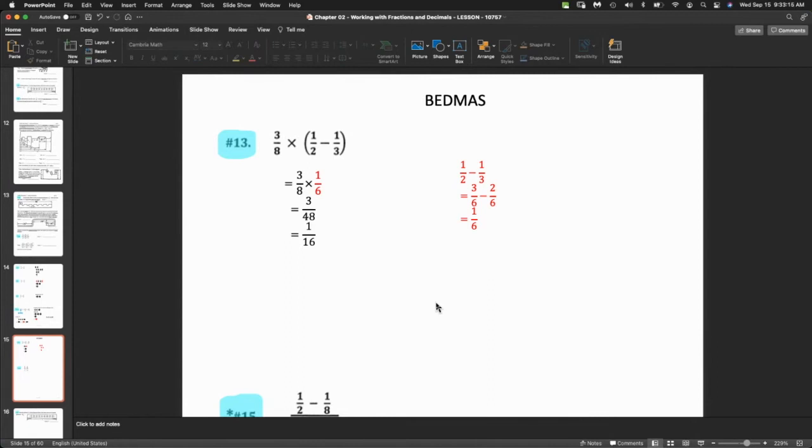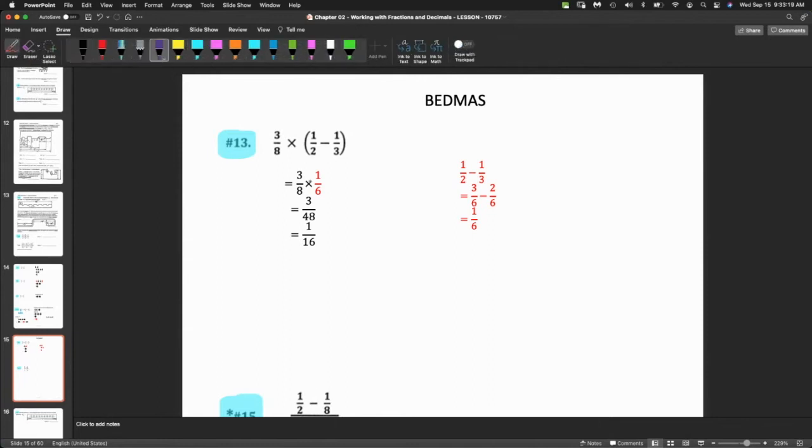How did I get 3 over 48? I multiplied the top by the top because it's multiplication here, right? So multiplication. So this times this times this.